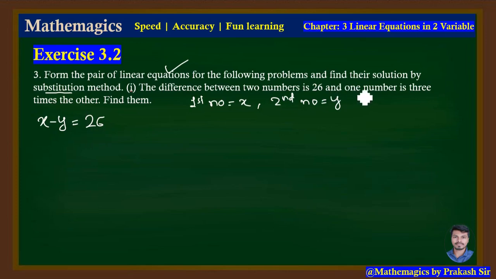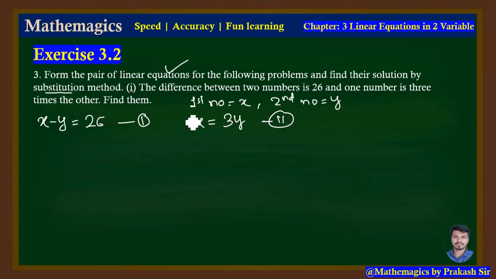Another equation we will get from another statement, one number is 3 times the other. So obviously 3 times means x must be bigger. So x is 3 times the other number, that is y. So obviously two equations we got. This is the first equation. This is the second equation. The first equation is in the standard form after taking 26 to the left hand side, and the second equation is just a casual answer which can be used ready-made.